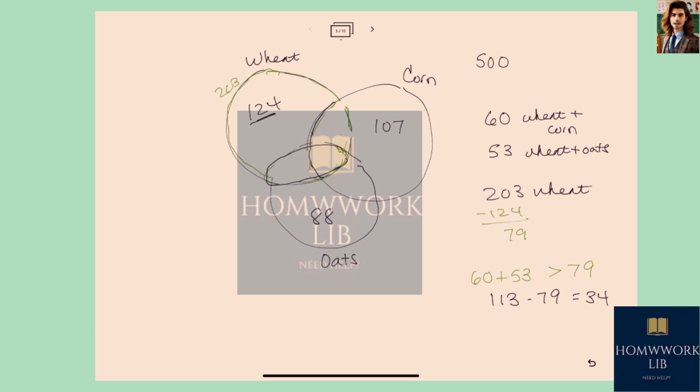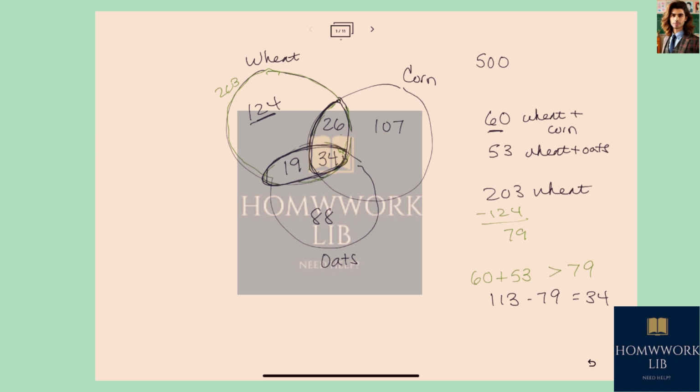And who are those people? The 34 people are the people in the innermost region. So then if I have 60 in wheat and corn, I have 60 minus 34, or 26. Okay, so let's just hold on a second so I'll show you how this makes sense. Because in this region now, which is wheat and corn, I have 26 plus 34, that's my 60. Now wheat and oats, that's this region right here, I need 53 people. So 53 minus 34 is 19. And now if you add those four numbers together, 124 plus 19 plus 34 plus 26, you get the 203 that you need.